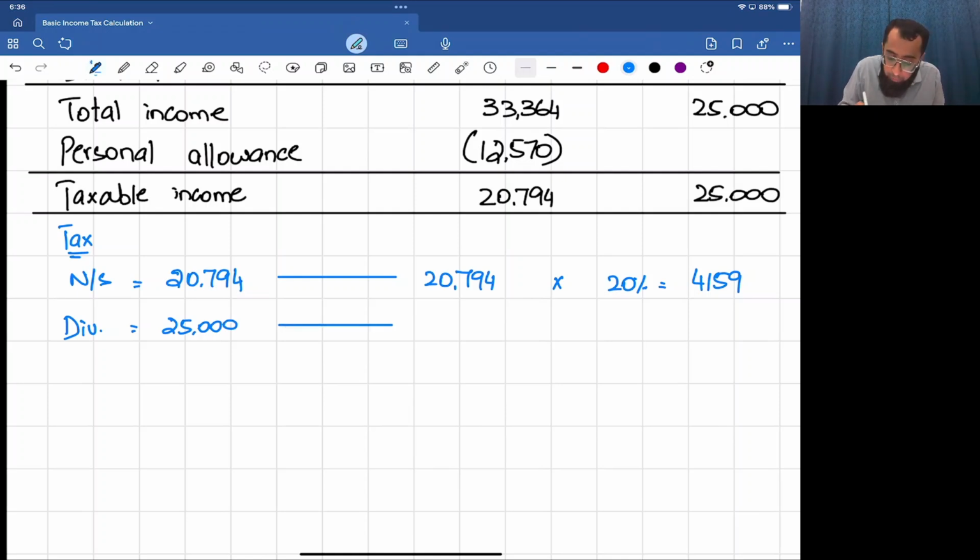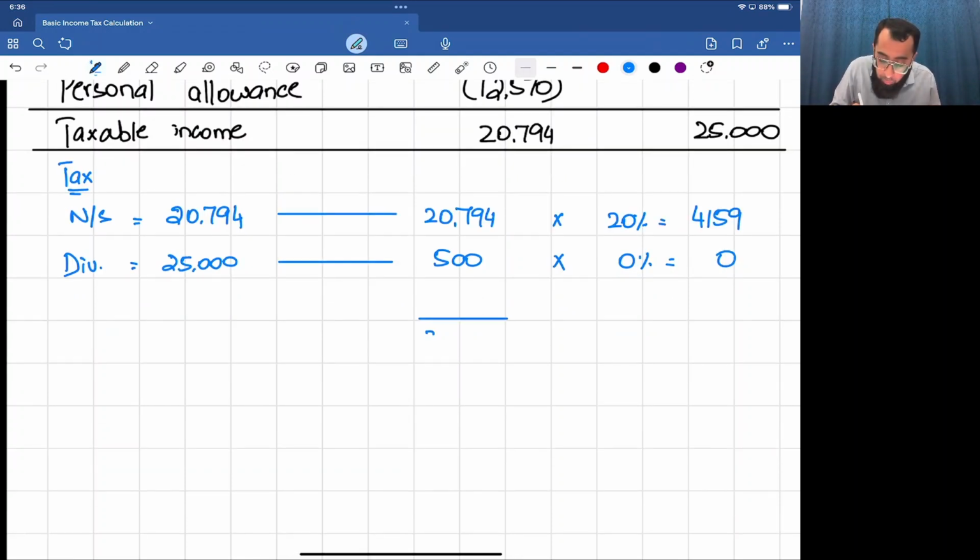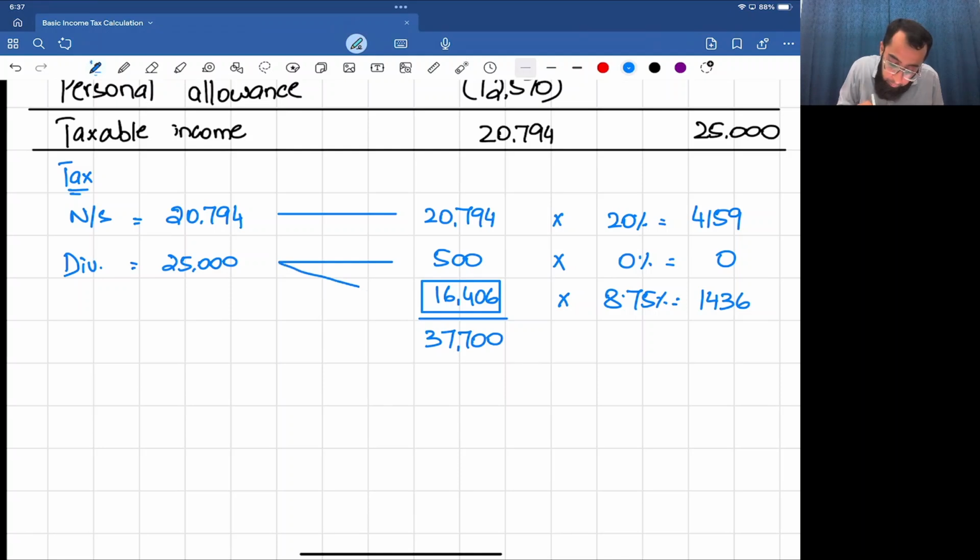First 500 pounds will be taxed at 0%. So that gives you 0. Now the basic rate band is still 37,700. So now what's the remaining space in the band? 37,700 minus 20794 minus 500. So it's 16406. Now the basic rate of tax for dividend income is 8.75%. So it's 1436. So here you go.